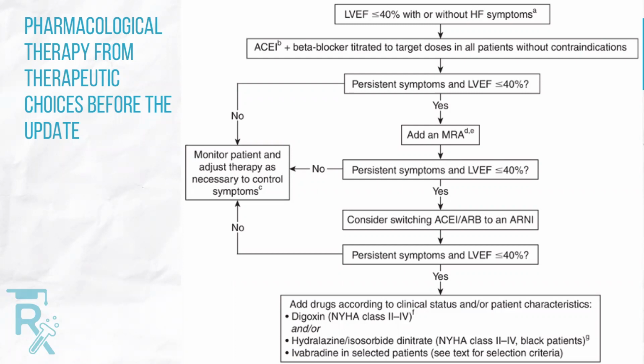Yes, because against the algorithm, in which we add ACE and beta blocker and titrate the dose and then add mineralocorticoid antagonist, when I see the patient in real practice, the patient comes to me with three cardinal symptoms, which are fatigue, dyspnea, and peripheral edema. So we have to start the triple therapy at once.